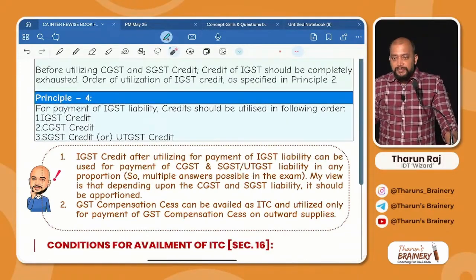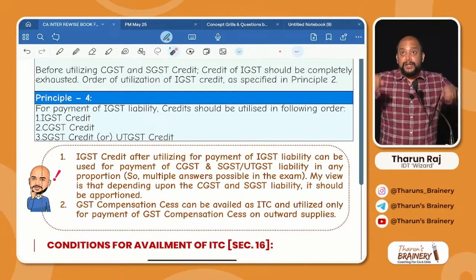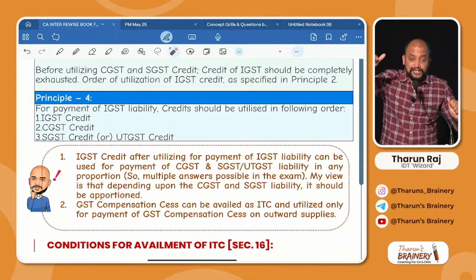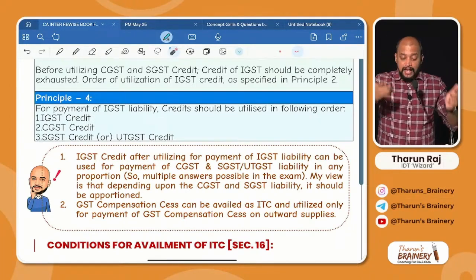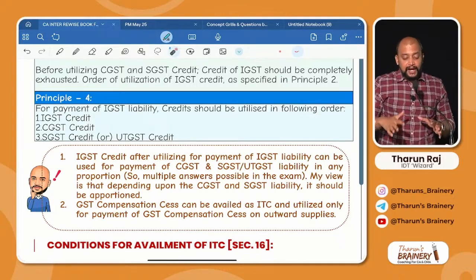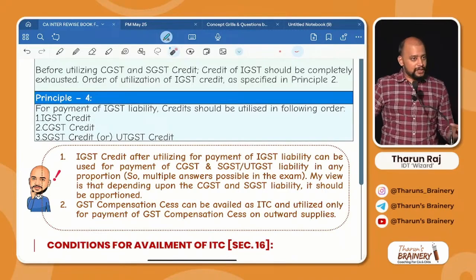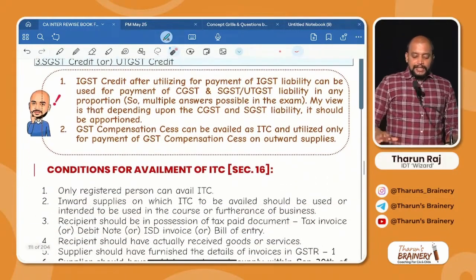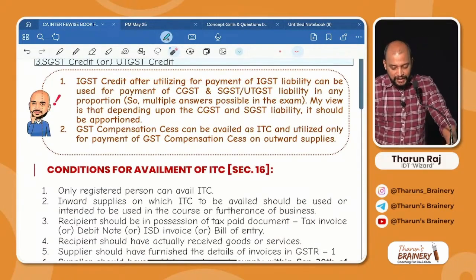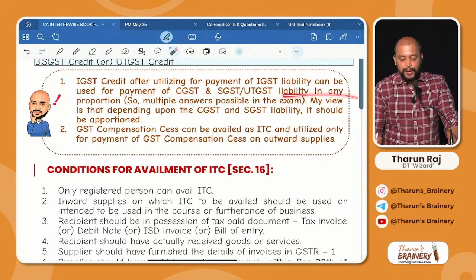In the second principle, I have one credit but multiple liabilities. So IGST first for IGST, then CGST or SGST, any manner, any proportion. But in this fourth principle, I have one liability but multiple credits. Got it? Next, see this, IGST credit after utilizing for payment of IGST liability can be utilized for payment of CGST, SGST in any proportion.